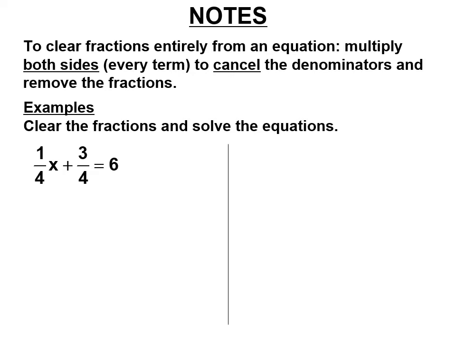So the better way to go is to clear the fraction. So all you got to do is multiply by 4. Now, you're going to multiply everything on both sides. So even though there's not a 4 here, you still got to multiply that entire side by 4. That's the key to this trick. So those 4's cancel, we get 1x, which is x. Those 4's cancel, we now have 3. But you have to multiply the 6 by the 4 as well.